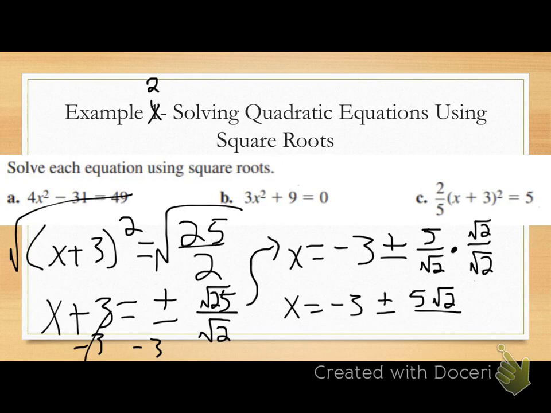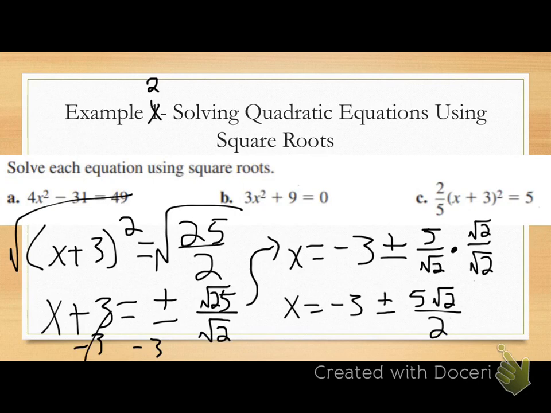You okay with that concept? In the bottom, I can multiply the numbers in the radical. So what's 2 times 2? 4. So it becomes the square root of 4. What's the square root of 4? 2.